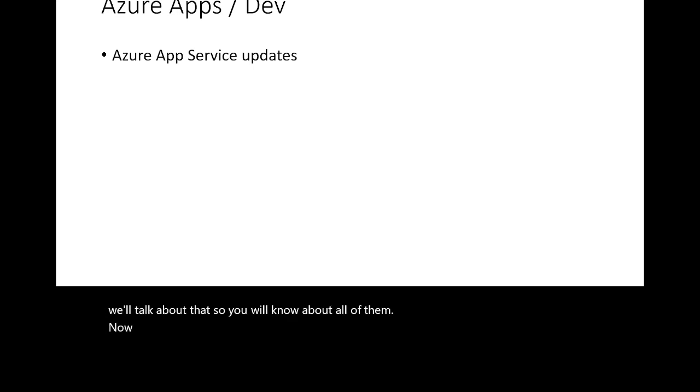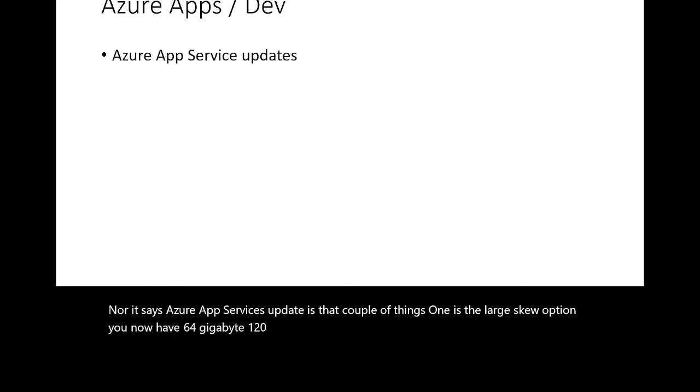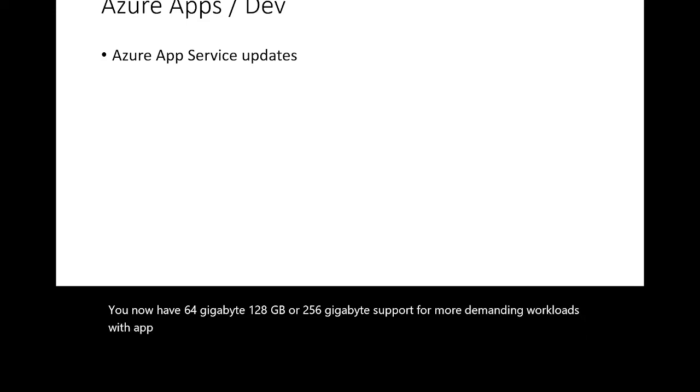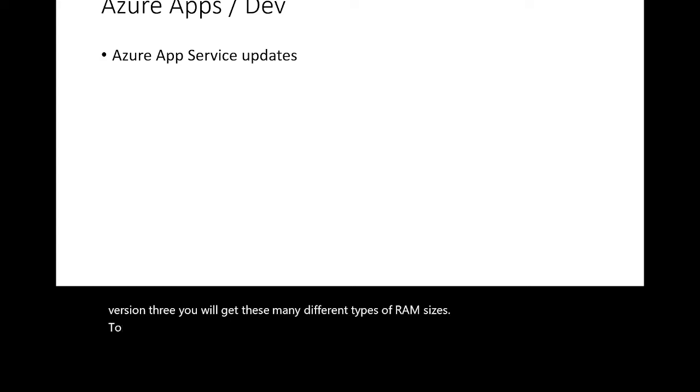Now I'll touch on the Azure App Services update. There are a couple of things. One is the large SKU option. You now have 64 gigabyte, 128 gigabyte, or 256 gigabyte support for more demanding workloads with App Services Environment version 3. So if you are using ASE version 3, you will get these different RAM sizes to choose from. And this will be available from November. So next month onwards, this will be generally available, so you will be able to use it in production.